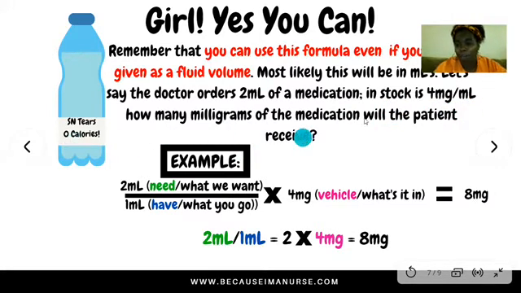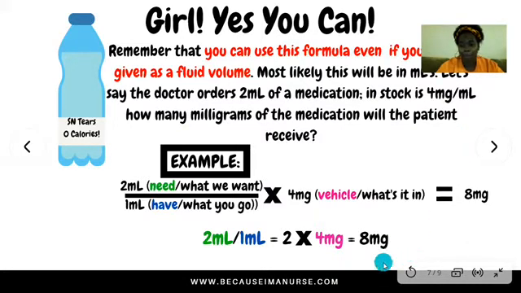And then our vehicle cue is a milliliter here because it's available in milliliters. So how many milligrams of the medication will the patient receive? So we take our need over have. Our need, what we want to give the patient, is 2 milliliters. What we have to give the patient is 1 milliliter, right? And it's available in 4 milligrams. So 2 divided by 1 is 2, of course, times 4, the vehicle, 4 milligrams, equals 8 milligrams.